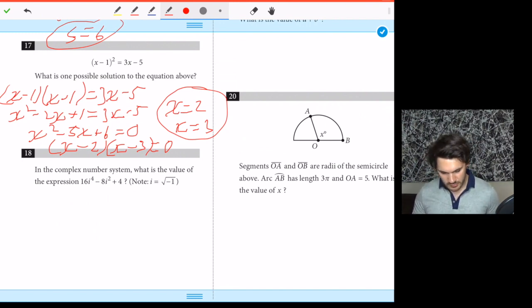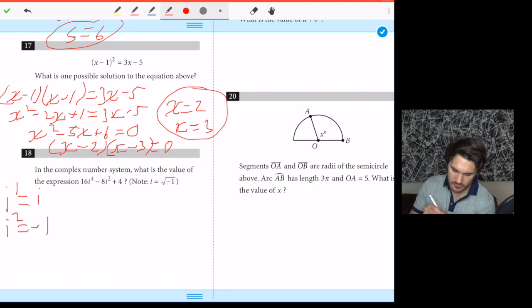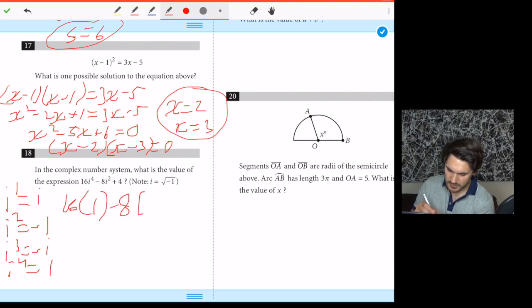Number 18. In the complex number system, what is the value of the expression 16i to the fourth minus 8i squared plus 4? So the biggest thing we've got to remember is just the pattern of i's. i to the first power is i, i squared is negative 1, i to the third is negative i, i to the fourth is 1. So 16i to the fourth is going to be 16 times 1, minus 8 times negative 1, plus 4. So it's 16 plus 8 plus 4, which is 28.